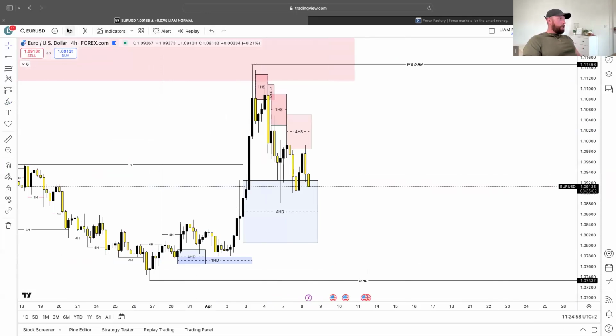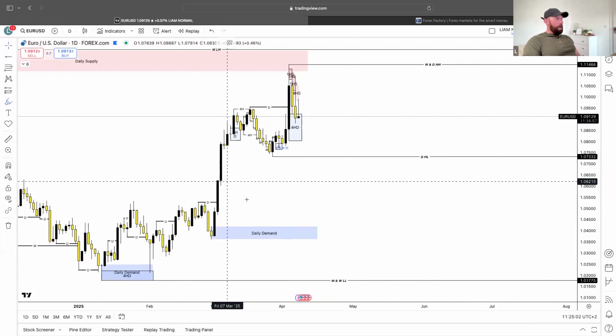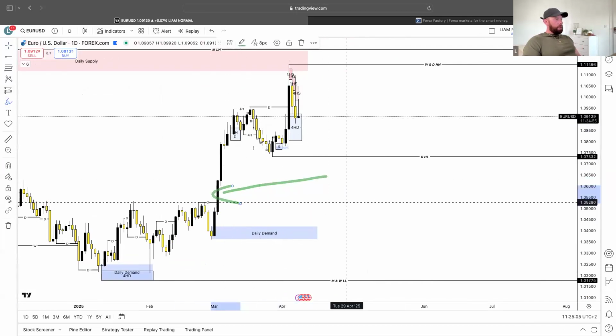Now, looking at Euro USD again from a daily, you can see that we've not quite had the pullback like we have done into around this area where we've got a load of imbalance.